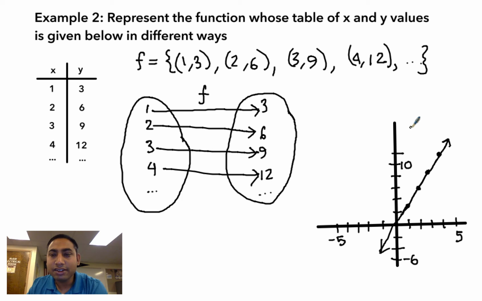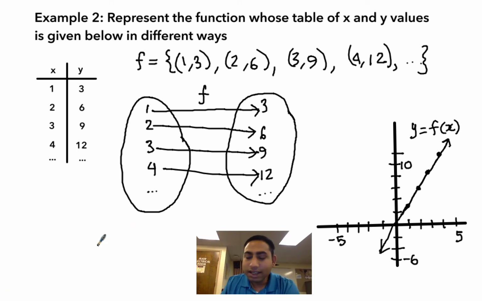Let me write y equals f of x right now, because we don't know the explicit formula yet. All right, so the last one is, well, we've got to give the explicit formula or the equation. So for that, we're going to go back and look at the table of x and y values, and then try to find the pattern here. What I'm seeing is that the y value is always 3 times the x value.